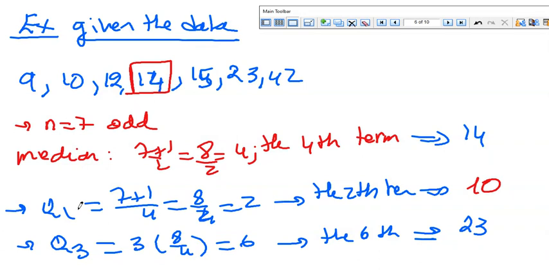Now, what's going to be Q1? And the formula we said is n plus 1 over 4. It means it's 8 over 4, so 2.